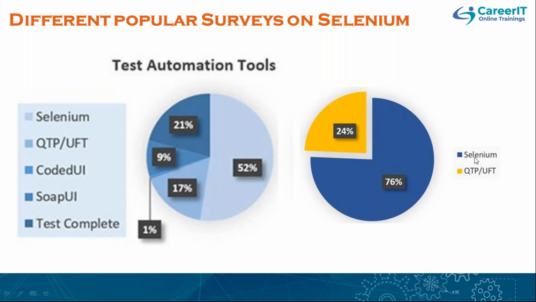Even if you see, when you compare Selenium with HP UFT or QTP, 76% of the market share has been occupied by Selenium. That's where Selenium has become one of the most popular tools, because it's an open source tool.